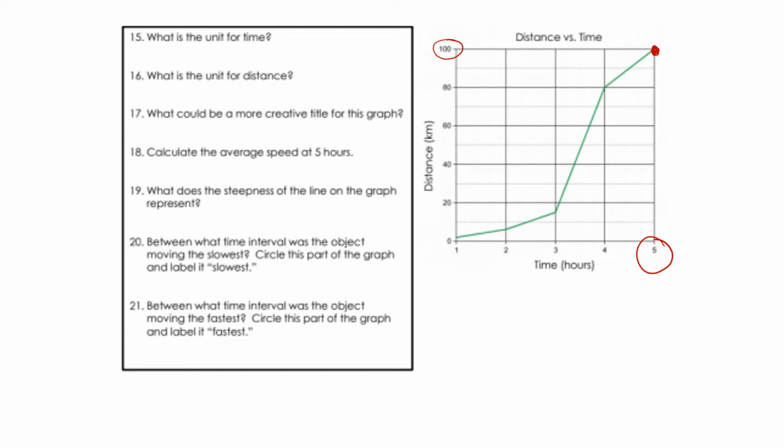What does the steepness of the line on the graph represent? Number 19. Whenever I have a steeper line, like here, that's where I'm going really fast. And whenever I have a gently sloped line, like here, that's when I'm going really slow. Number 20 is asking me to label this one as the slowest.